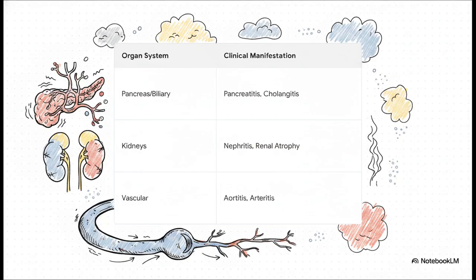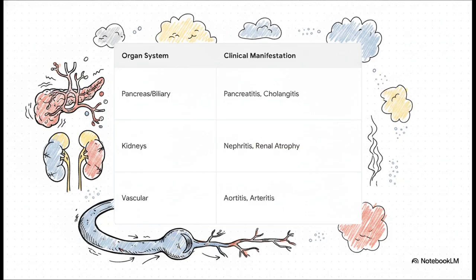IgG4-related disease can strike almost anywhere in the human body. Officially, it's classified as a variable vessel vasculitis. That means it can target blood vessels of any size, small, medium, or large, on either the venous or the arterial side. In the pancreas and biliary tree, it triggers sclerosing cholangitis and autoimmune pancreatitis, which, if missed, can quickly lead to hepatic or pancreatic failure.